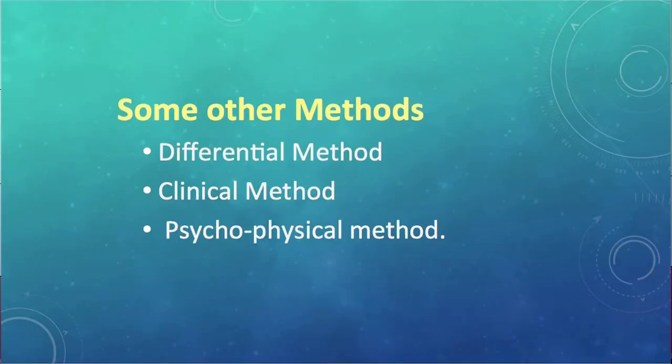There are some other methods which can also be applied in educational psychology. These are the differential method, which studies individual differences; the clinical method, which studies different problems in a clinical situation; and the last one, the psychophysical method, which studies the relationship between the psychological and physical aspects of a particular person. So in this discussion, we have covered the concept of educational psychology, the different scopes or areas of study under educational psychology, and the methods of educational psychology.